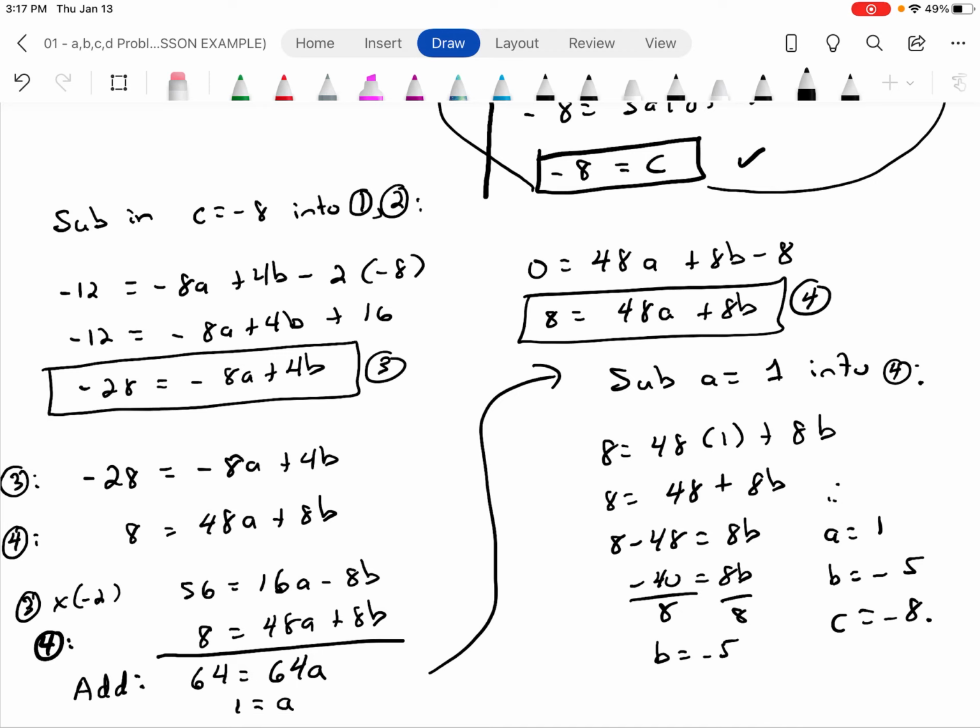When would you do substitution? If those coefficients, instead of 8a and 4b, maybe it was just b equals, like 8a plus b. If the b is by itself, then substitution can be a little better.